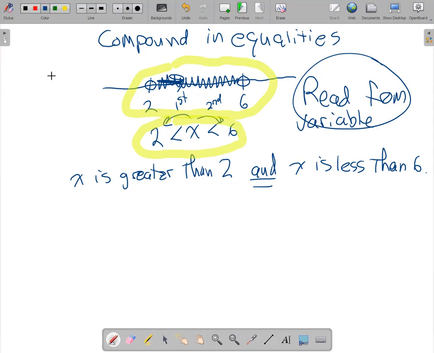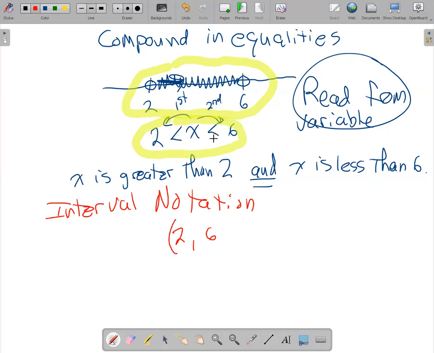All right, next idea. Interval notation. Interval notation is where I state it without using an inequality. So I would write 2, 6 to indicate 2 is the left number, 6 is the right number. Because that is a less than, I put a parenthesis. Because that's a less than, I put a parenthesis. That's called interval notation. So I have 3 ways to say the same thing. This says the same thing as this, says the same thing as that, right there.